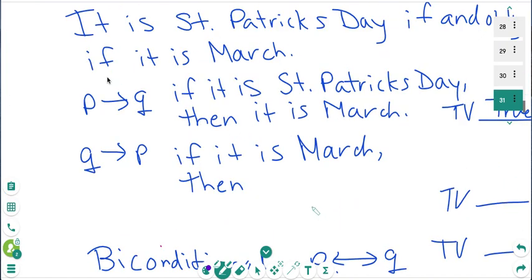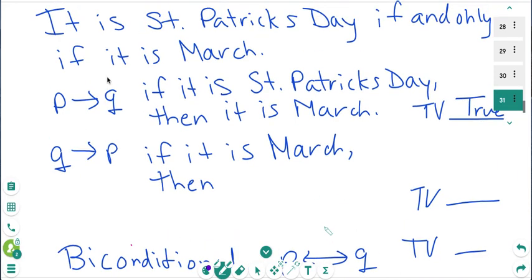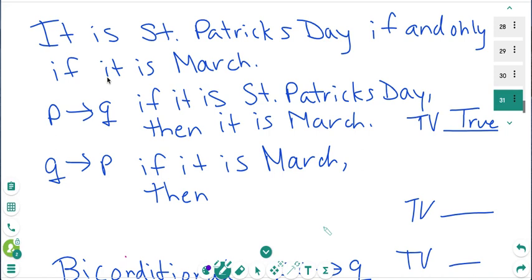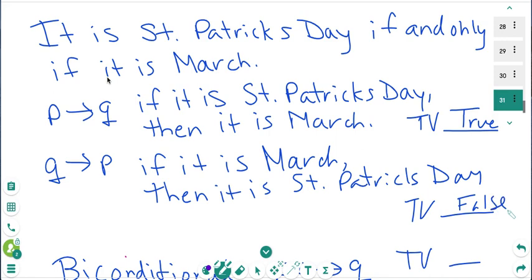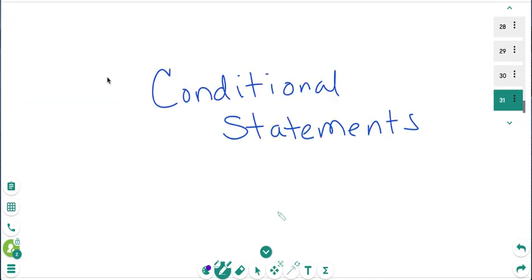Okay, so let's review this one more time. If we're looking for the biconditional statement, if it is St. Patrick's Day, then it is March. We said that was true. If it is March, then it is St. Patrick's Day. We said that was false, which makes our biconditional statement false. And now you've worked with conditional statements.